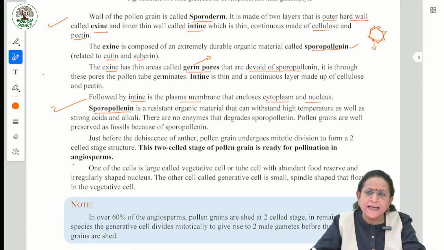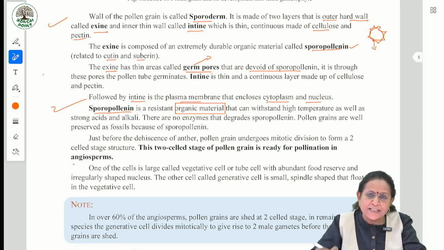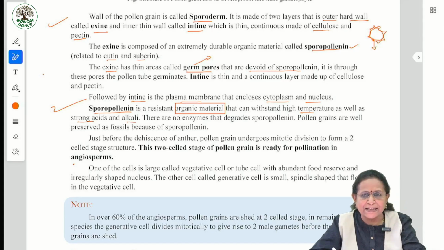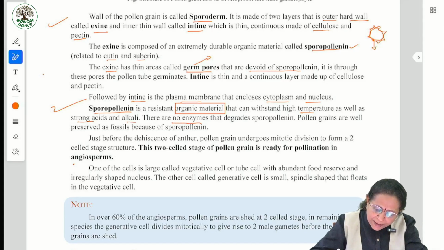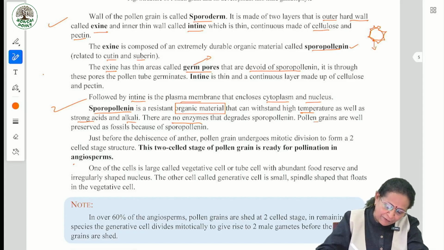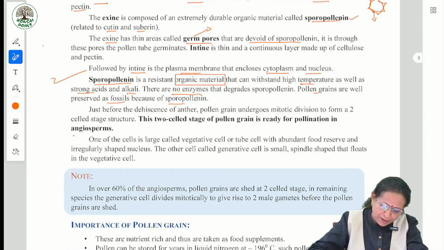Sporopollenin is a resistant organic material that can withstand very high temperatures as well as strong acids and alkali. There are no enzymes which can degrade sporopollenin. Pollen grains are well preserved as fossils because of the presence of sporopollenin.